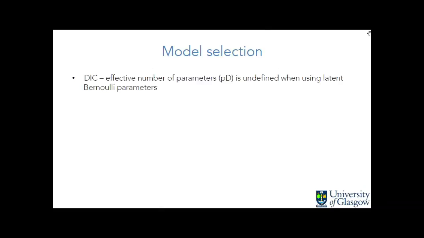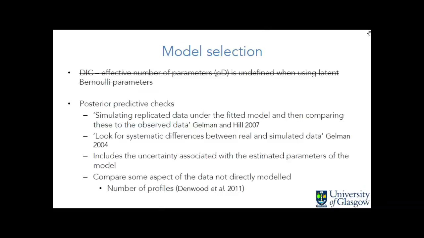So with this kind of model that we're building, we have these latent Bernoulli parameters that make DIC unuseful for model selection. And so we've been using posterior predictive checks. So this is when you simulate replicates of the original data using parameters drawn from across your posterior and then compare simulated and observed data sets. It's best to compare some aspect of the data that's not been directly modeled to avoid overfitting. So in the Denwood paper, they used number of profiles.